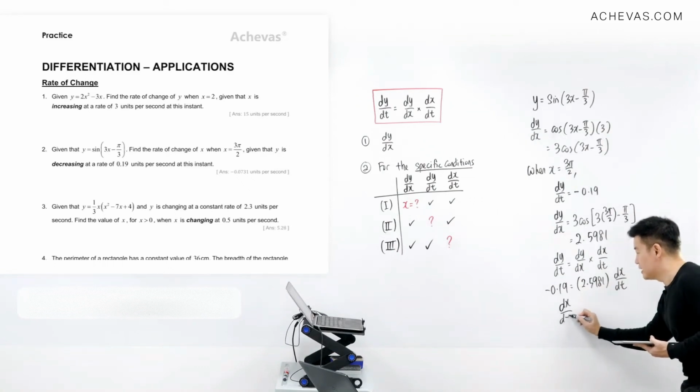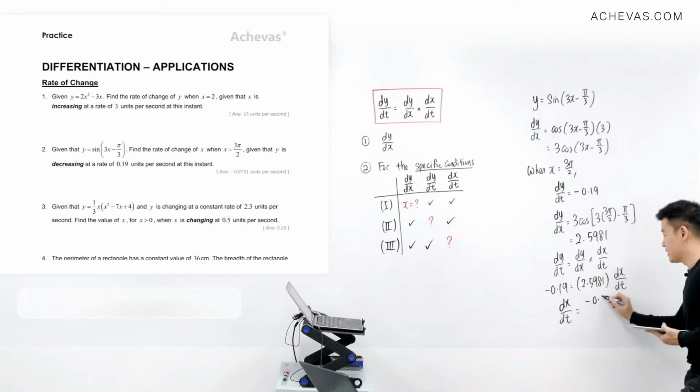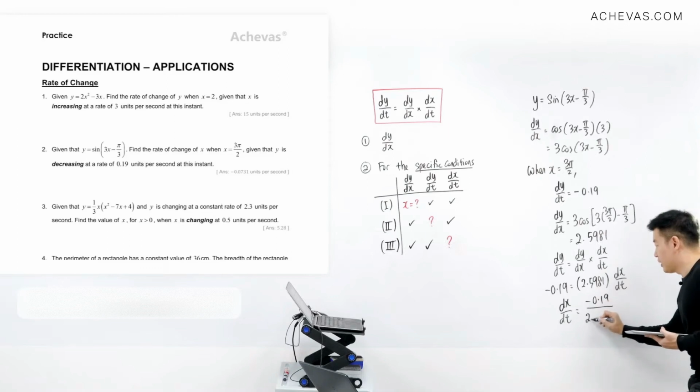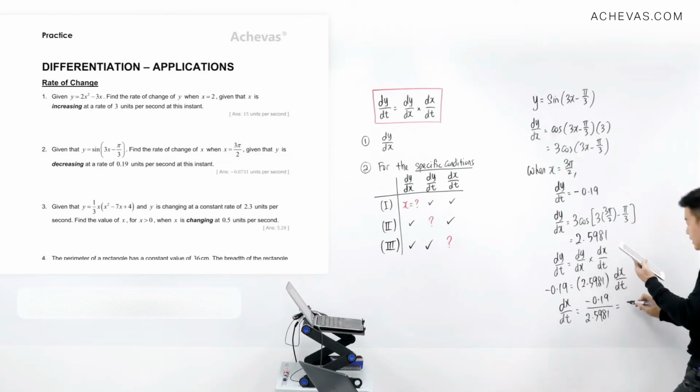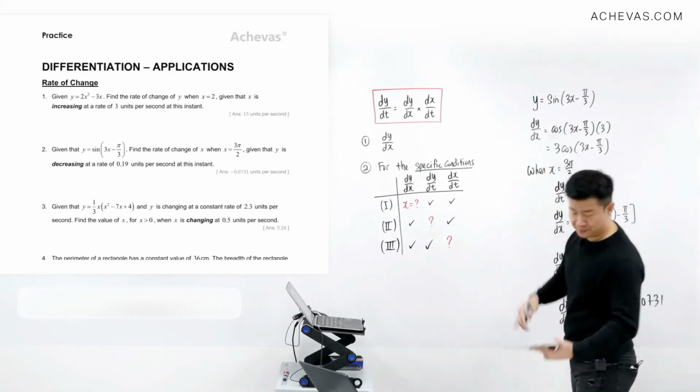So from here, dx/dt is equal to minus 0.19 divided by 2.5981. Pressing this into the calculator, my answer is negative 0.0731. Let's take a look at another example, question number 3.